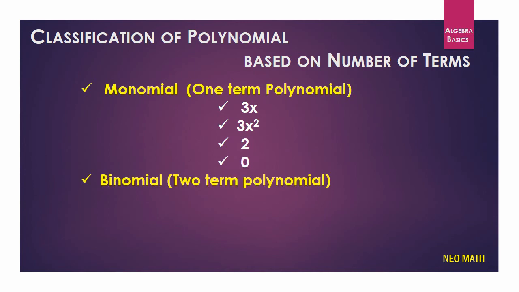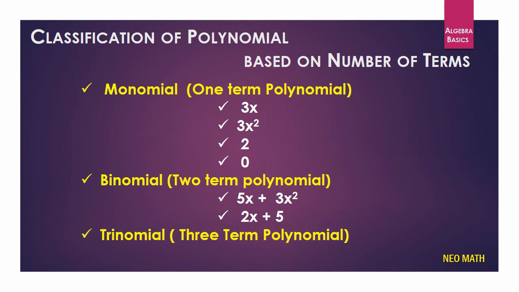Next, binomial, it is a two term polynomial. Examples are 5x plus 3x square. Here we have two terms. 5x is the first term, 3x square is the second term. So it is binomial. Second example is 2x plus 5. Here also we have two terms, 2x and 5.